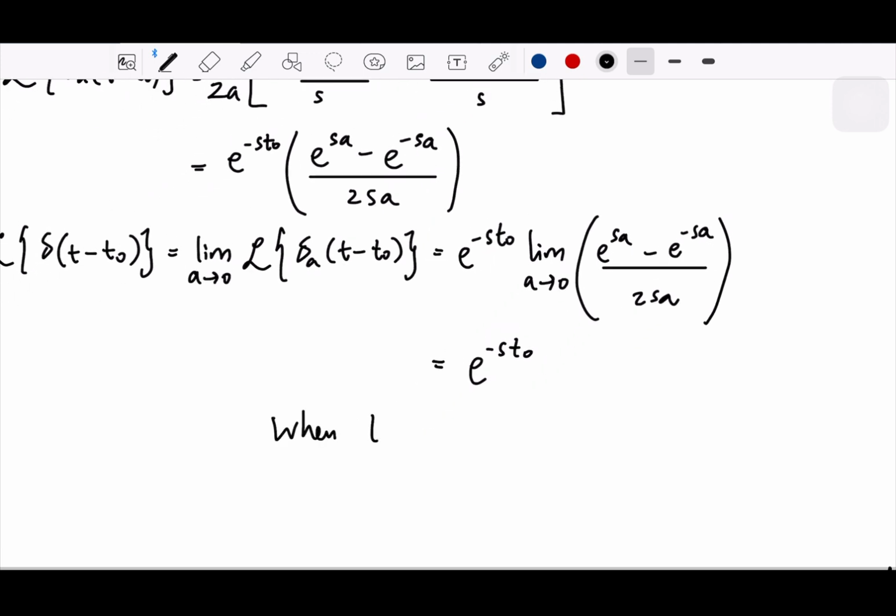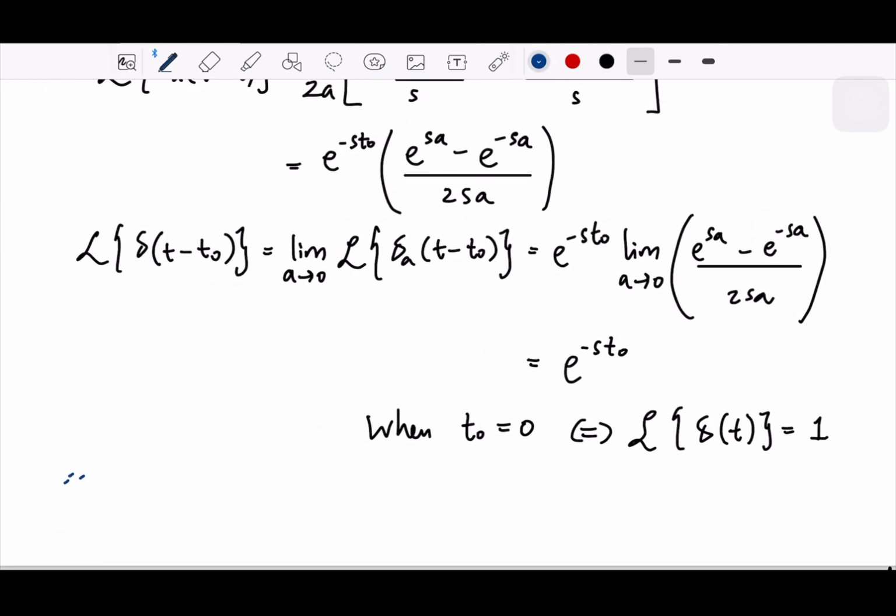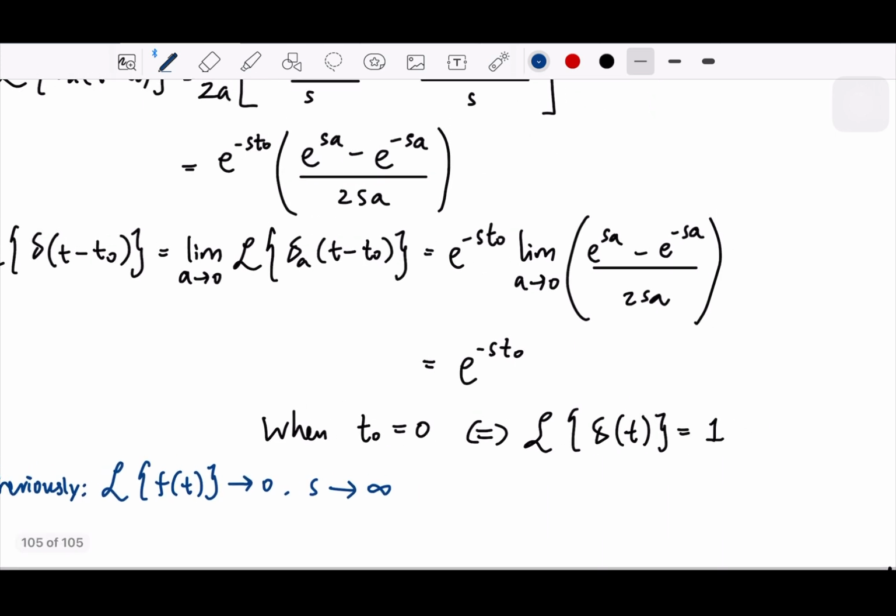So when t0 is equal to 0, then we have the Laplace of the delta t is equal to 1. This is a little bit different from the theorem that we have learned before, that previously when we have Laplace, when we have 0, s will be getting infinite, right? Because it's getting over s, right? So now the Laplace is equal to 1.